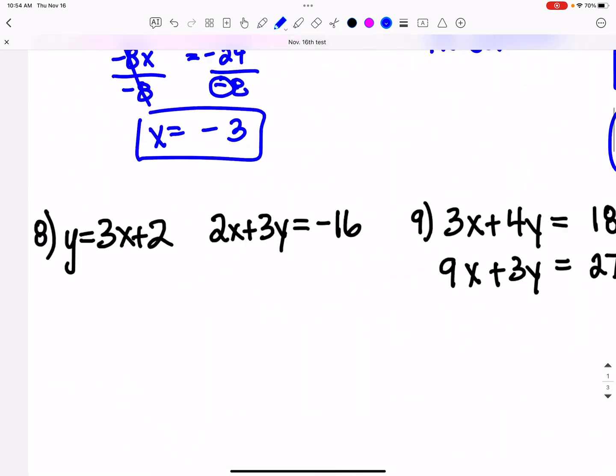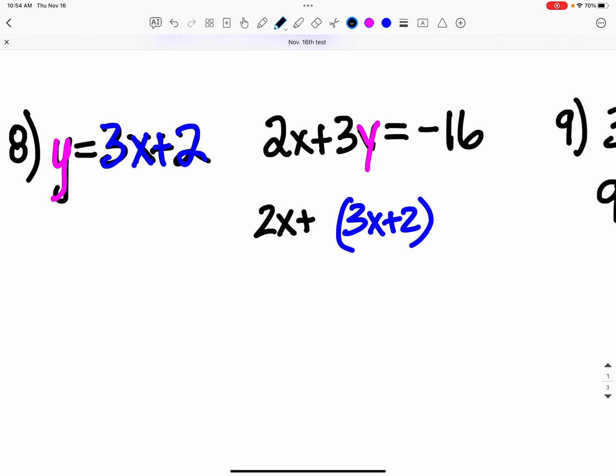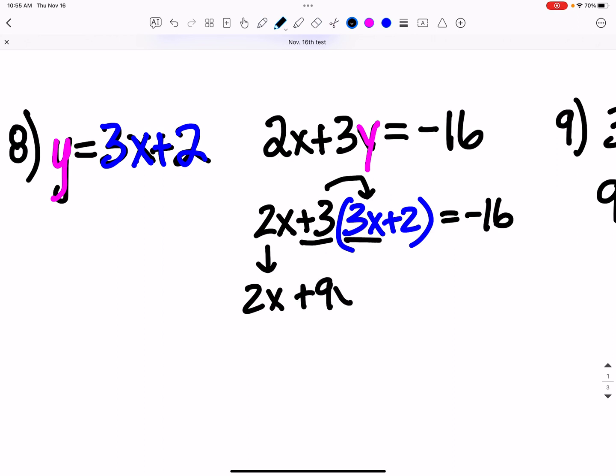Okay, let's see. Substitution over here. Anywhere we see a y, we can plug in 3x plus 2. So over here I see a y. I'm going to plug in 3x plus 2 instead of the y. Everything else in black has to get copied. 2x plus 3 times that equals negative 16. Now the 2x comes down. Positive 3 times 3x is positive 9x. Positive 3 times positive 2 is plus 6 equals negative 16.